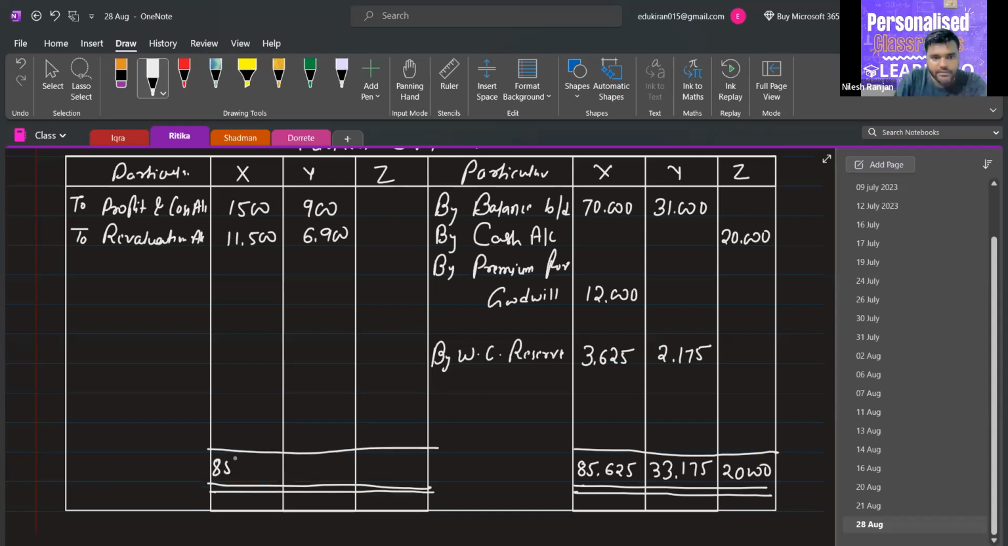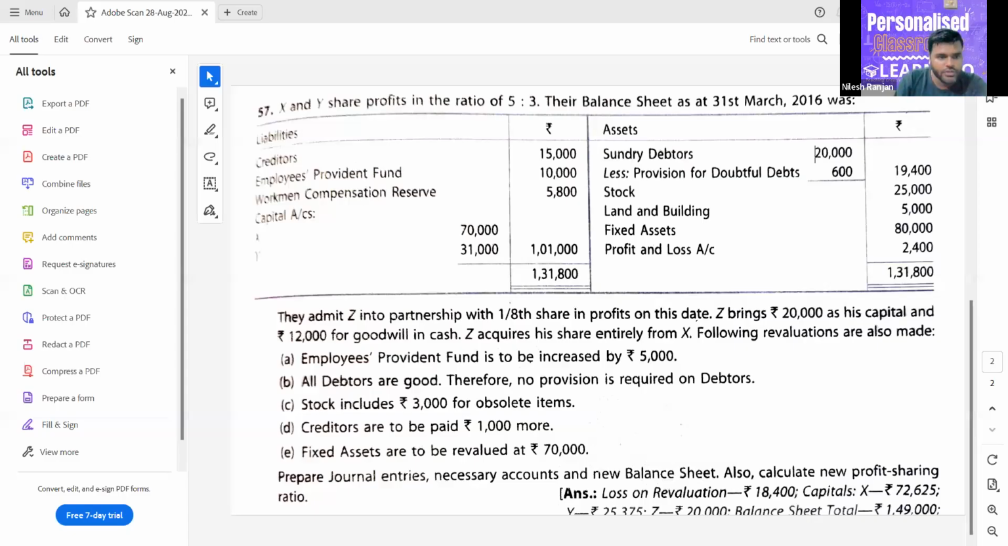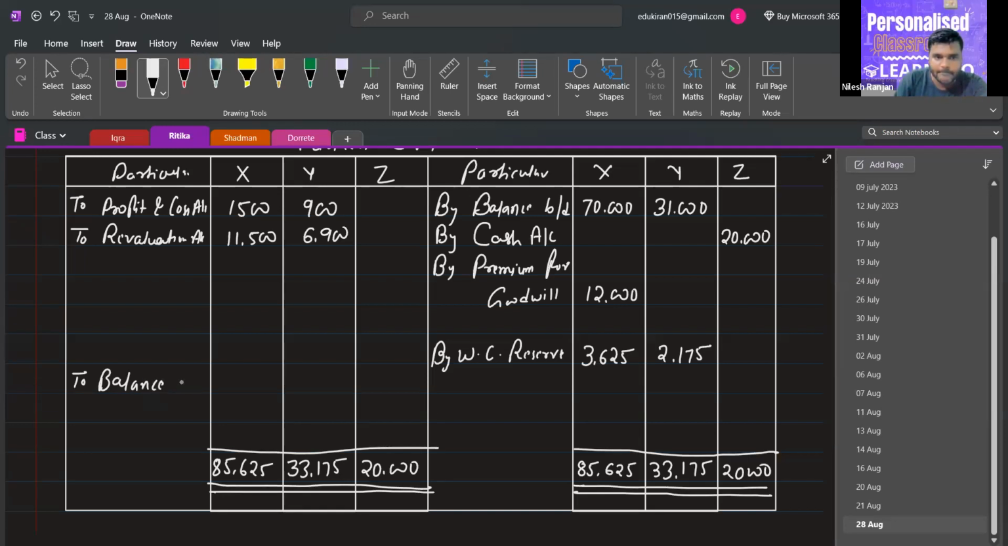It is 85,625. It is 33,175, and it is 20,000. There is no other item left in the question. So to balance it, for Jet, it is 20,000.